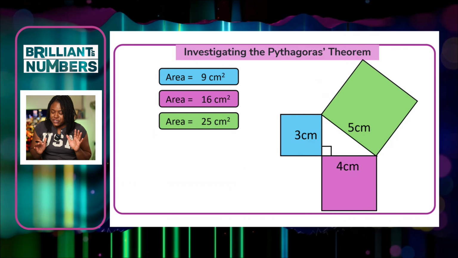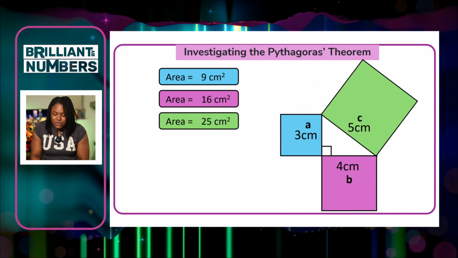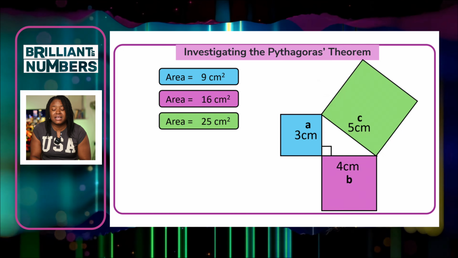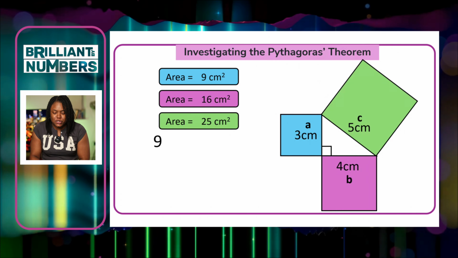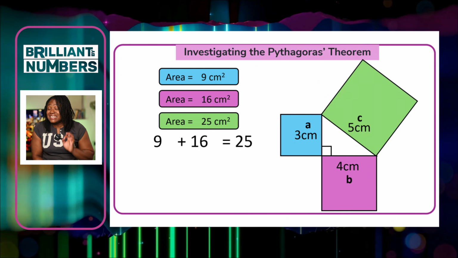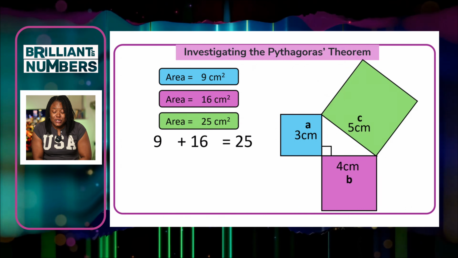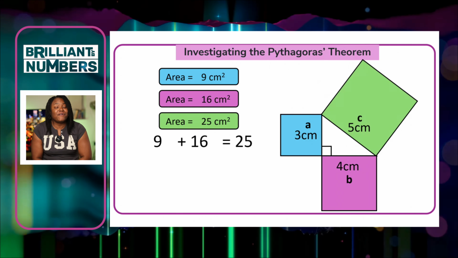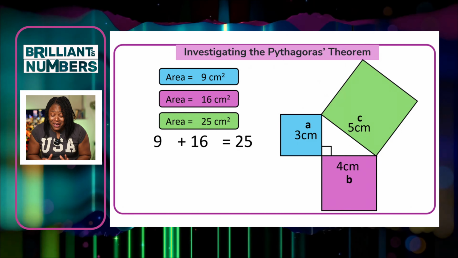So, what I'm going to do here is show you my observation. So if you check this out, I'm just going to call the blue square A, B for the pink, and C for the green. So I'm going to add the blue plus the pink. So 9 plus 16 gives us 25. Now 9 and 16 are the areas of the squares on the two shortest sides of the triangle. So the area of the two smaller squares gives us the area of the larger square. So guys, guess what? We have just discovered the Pythagoras theorem.